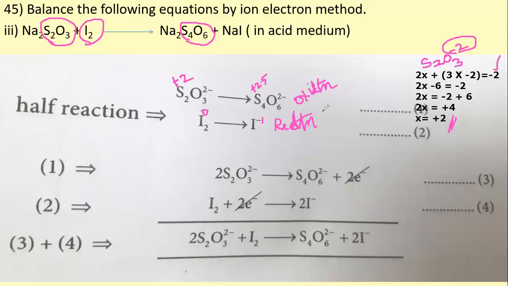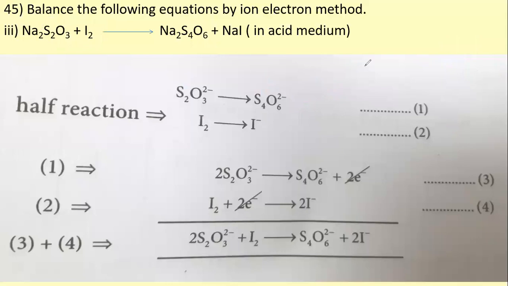So after that the two electrons get cancelled because they both are the same. So finally we get the balanced equation as 2S2O3 2- plus I2, that gives the product S4O6 2- plus 2 I-. Okay, see, individually we have to check for their balancing also.